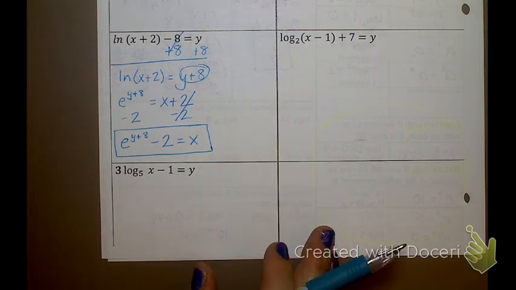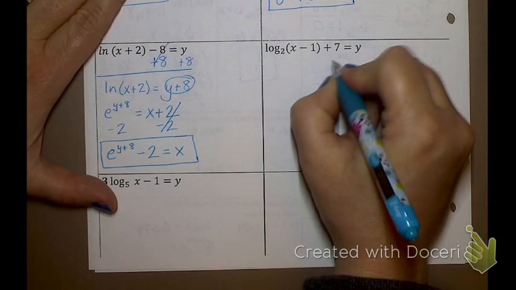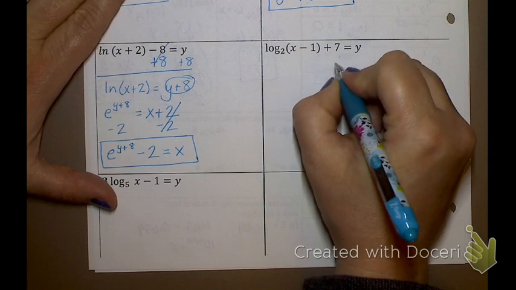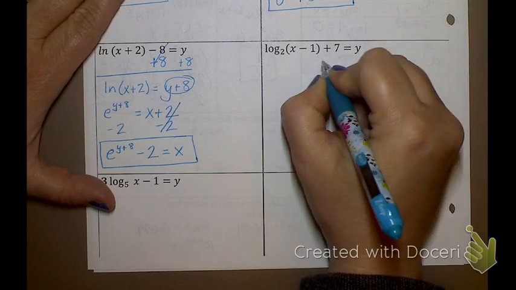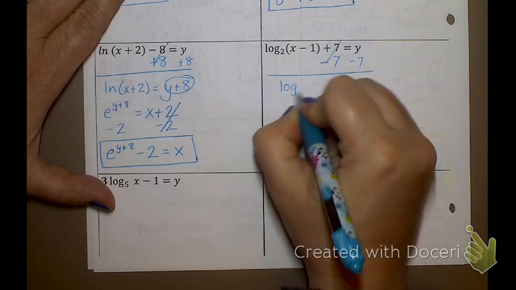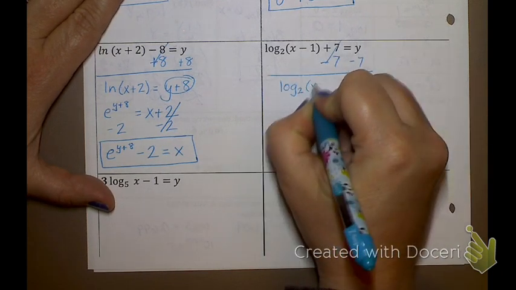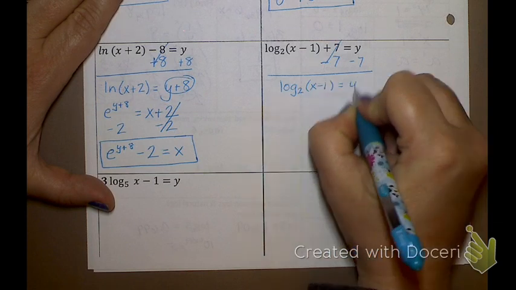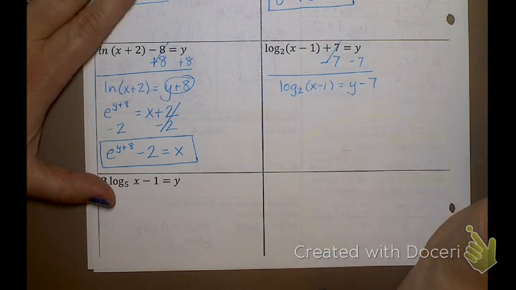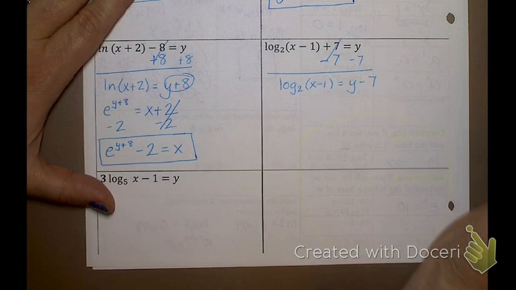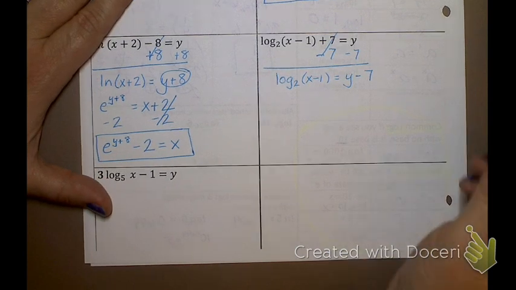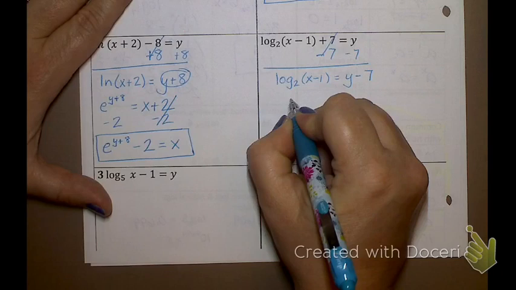All right, so what do I need to do first? Subtract 7. So log base 2 of x minus 1 equals y minus 7. Is my log by itself? So what do I do next? Go to exponential form. What's my base? What's my exponent? y minus 7. Again, that whole thing has to be my exponent. Equals.